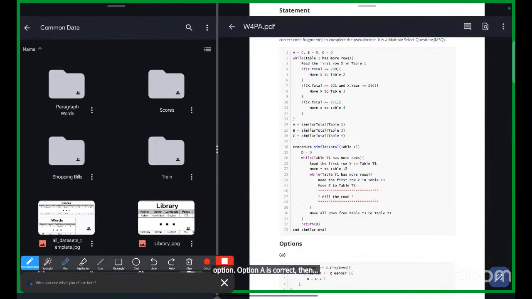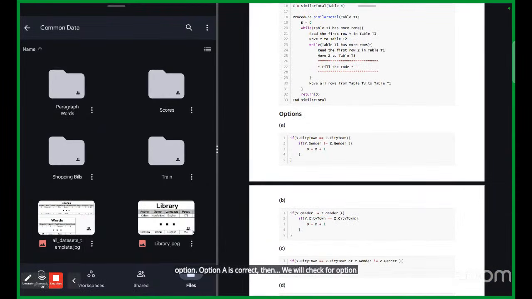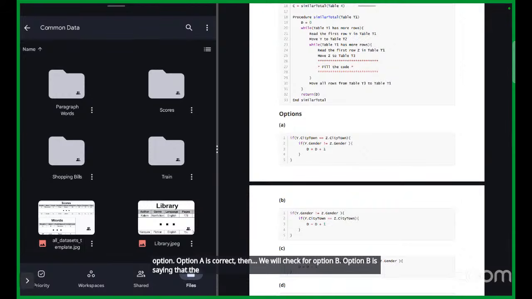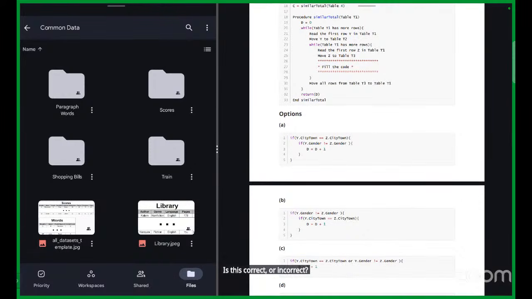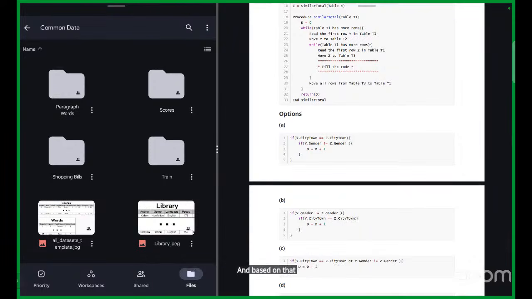Then we will check for option B. Option B is saying that the gender of both are different, but the cities are same. Is this correct or incorrect? Yes, sir, this is correct. We are just reversing the order of the condition, but the conditions are same, and based on that we are just incrementing D. So this is correct.